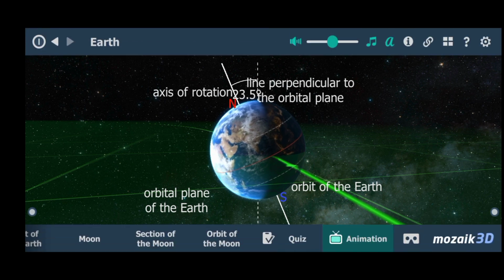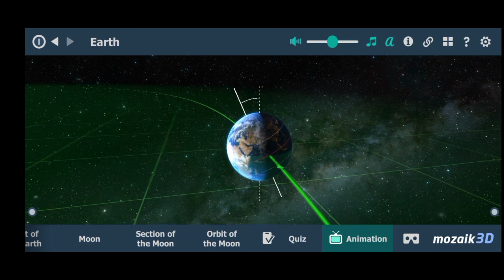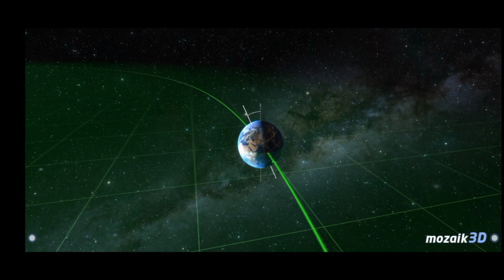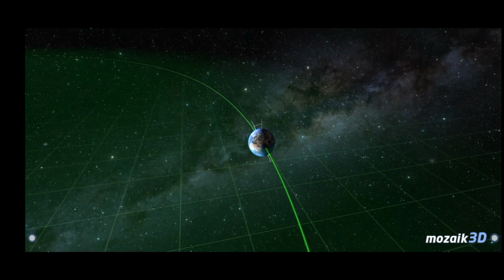Our planet rotates, relative to the Sun, once every 24 hours. Due to the centrifugal force caused by the rotation, the planet is somewhat flattened.